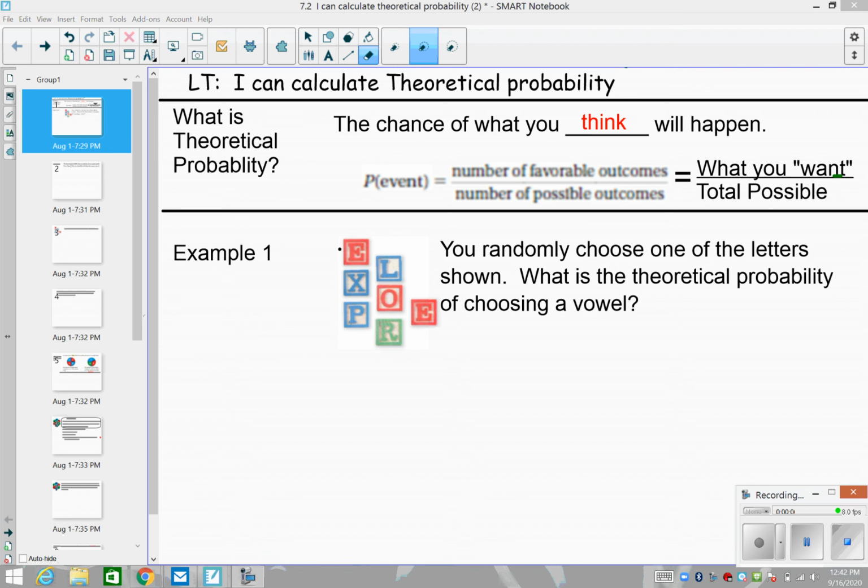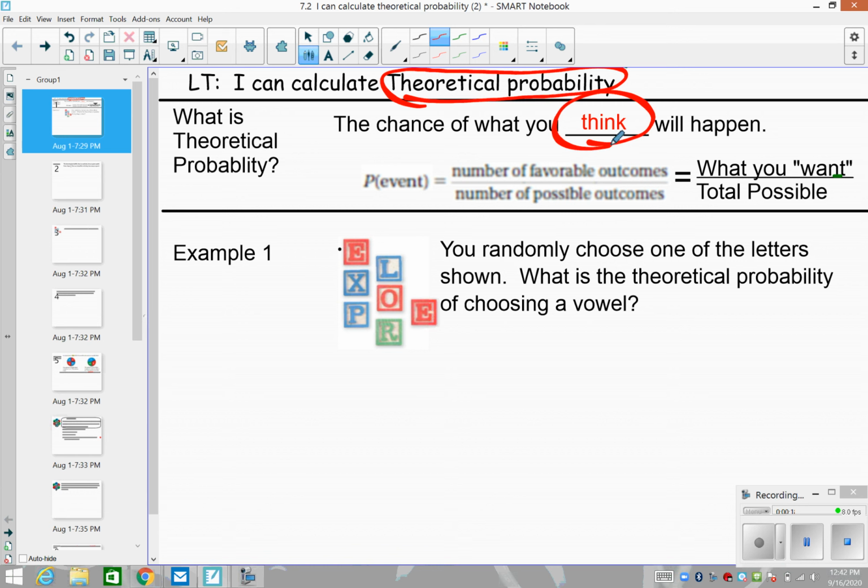Hey, math friends. So our learning target today is how we can calculate theoretical probability. Yesterday we talked about experimental, what happened in the experiment. Today we're going to talk about what we think should happen. So very much the idea of 50-50 when we flip a coin. We predict that 50% of the time we get heads, 50% of the time we get tails. When you flip a fair coin and it's a fair experiment, that's our prediction of what we think should happen.